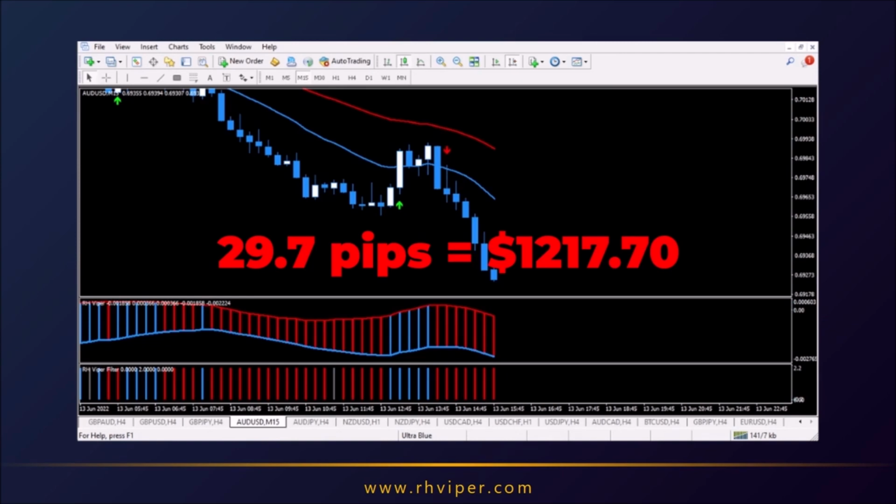This was a really nice trade. Again, this was the Australian dollar US dollar, the 15-minute time frame.